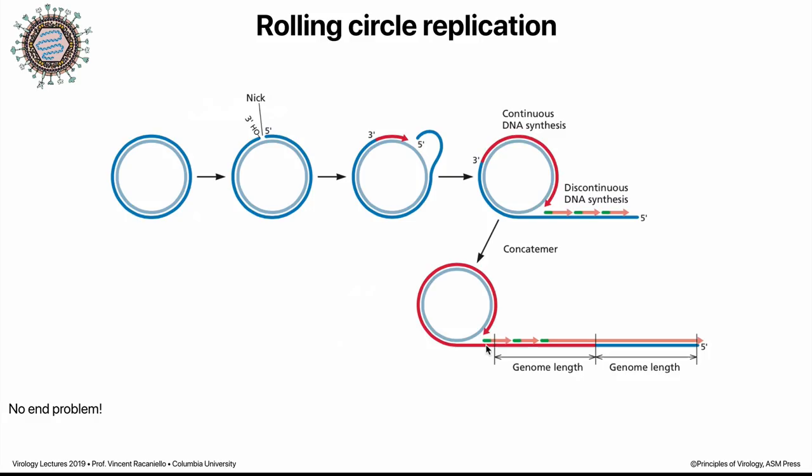And you're copying off both strands. The circle, the inner circle remains intact, so it can just be a template over and over and over again, and then the other strand is copied as it comes off. And so there's no end problem.